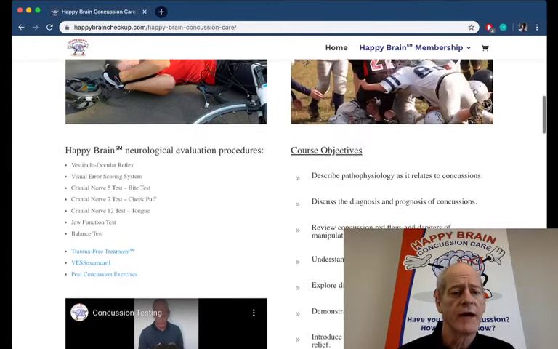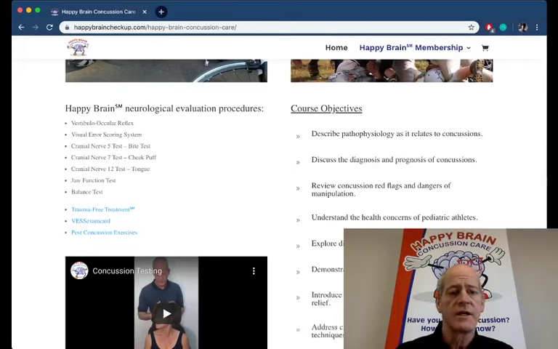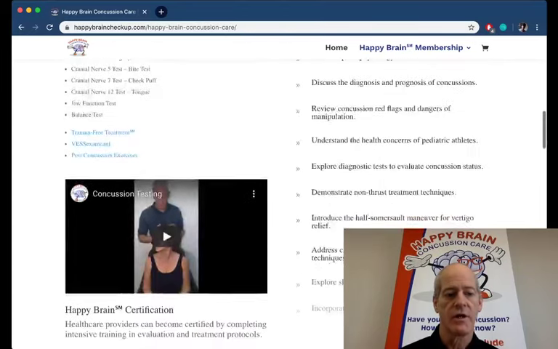Under the neurological evaluation procedures here, you can see there's the vestibulo-ocular reflex visual error scoring system. Cranial Nerve 5 is the bite test. Cranial Nerve 7 is the cheek puff test. It looks like that. And Cranial Nerve 12 is the tongue test. And then you can also see there's jaw function test, balance test, and then more access to some protocols here.